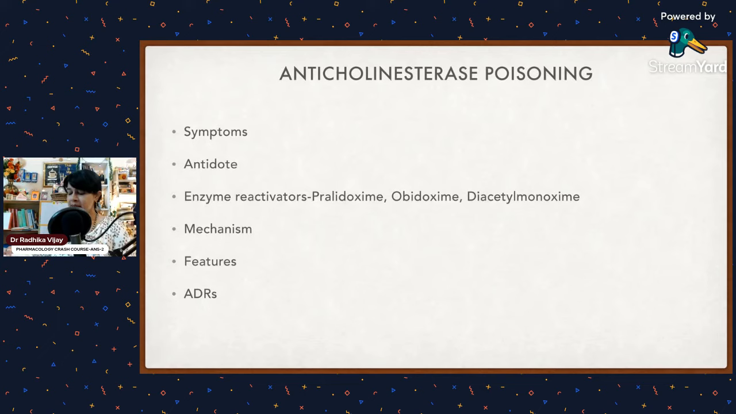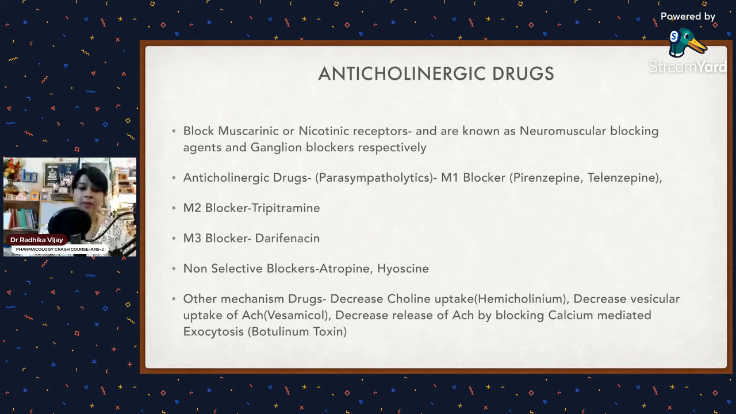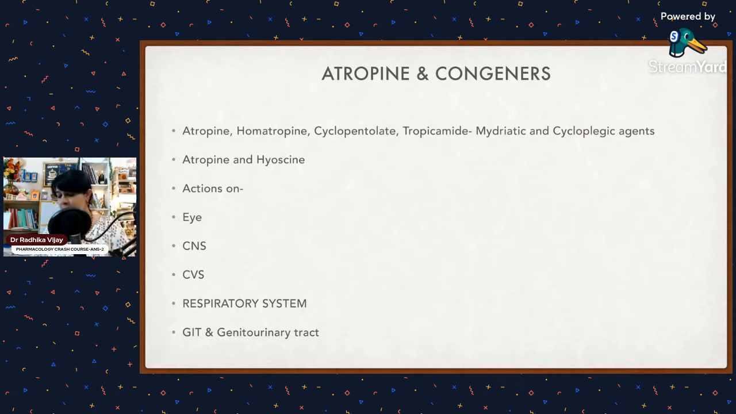Let's talk about the anticholinergic drugs. Well, talking about the anticholinergic drugs, they block the muscarinic or the nicotinic receptors. The drugs that block the NM receptors are known as the neuromuscular blockers, while the drugs that block the NN receptors are known as the ganglionic blockers.